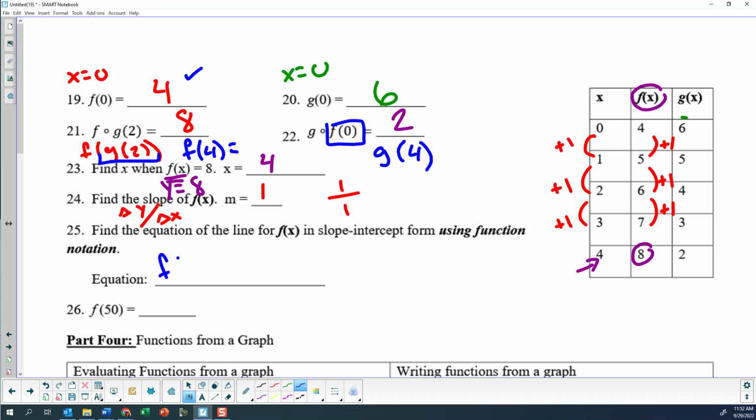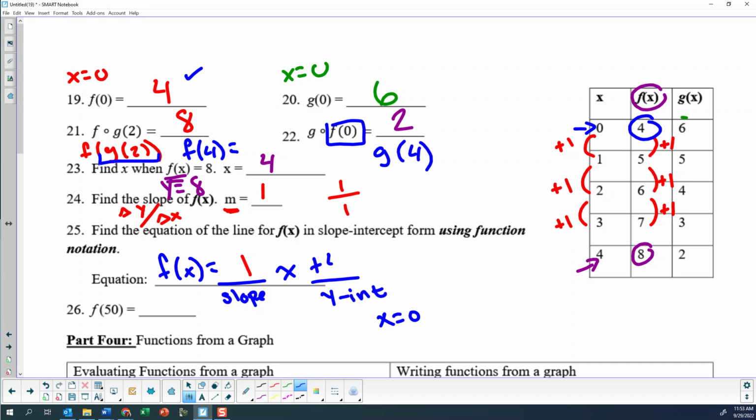Function notation is going to be f of x equals your slope times x plus or minus the y-intercept. And we found the slope up here, so 1, and our y-intercept is when x equals 0. Here's x equals 0, our y-intercept is 4. So our equation would be f of x equals x plus 4.